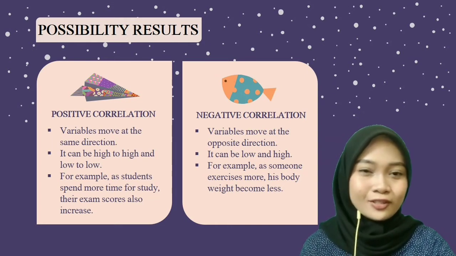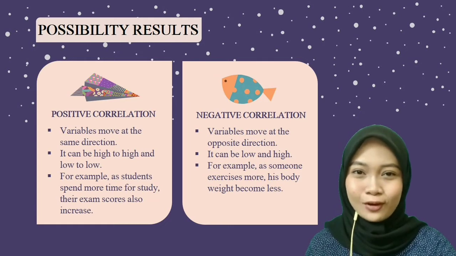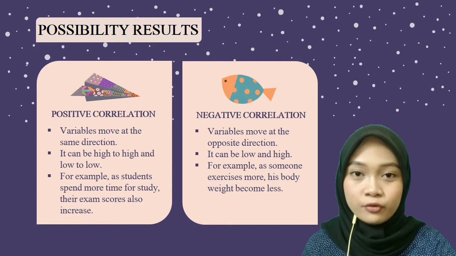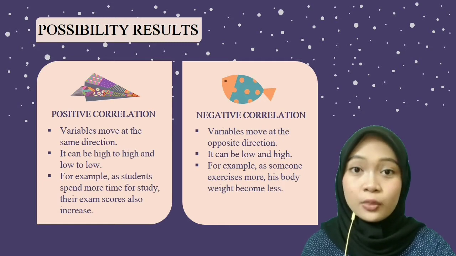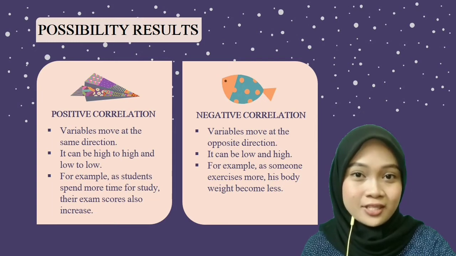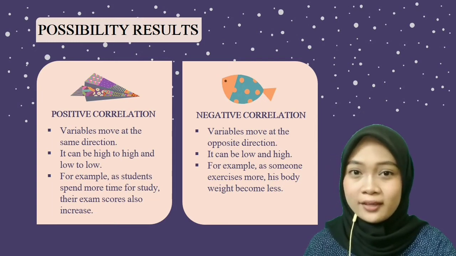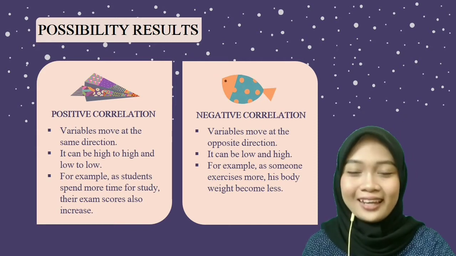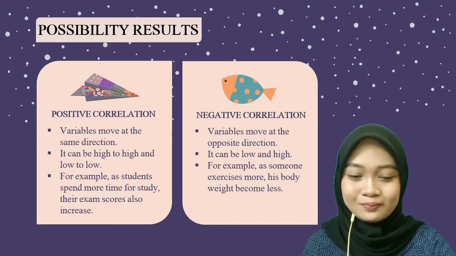Now let's take a look at the next one, negative correlation. It happens when your variables move in the opposite direction. So one variable increases, however the other one decreases. Here I also provide you an example and let's identify it together.